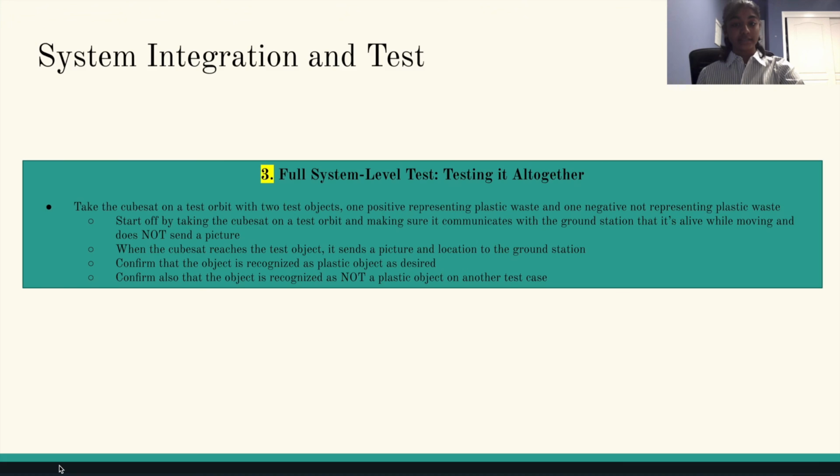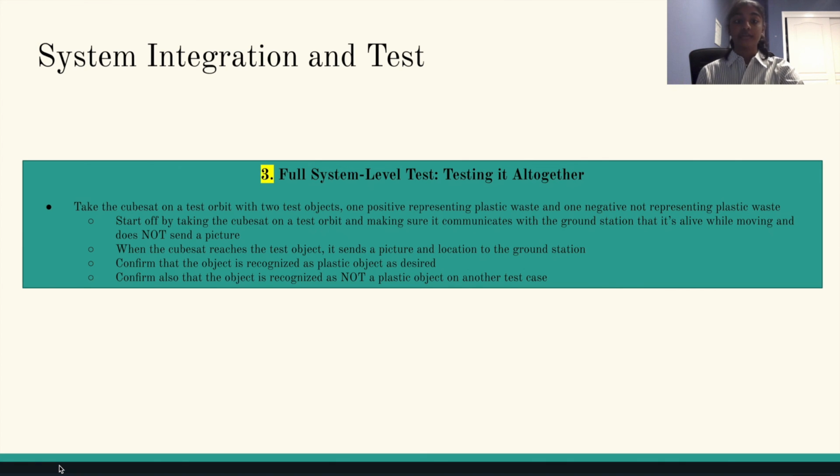We then test it all together on our next slide by taking our CubeSat on a test orbit with a test object, where we start off by moving it and making sure that it's communicating that it's alive and not sending us any pictures. When it reaches the object, it should be taking a picture and sending it and the location where the object was found back to the ground station, where we confirm that the object is plastic. We also perform another test where we use an object that's not plastic and make sure that it doesn't recognize it as plastic.